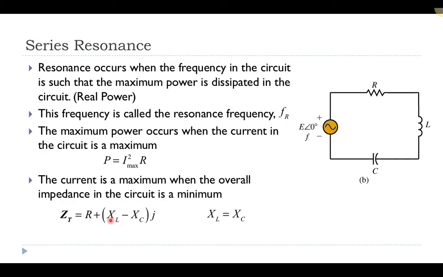Any other time that you have some value in here, when you find the total impedance, you take the square root of the resistance squared plus this component squared, and so you're going to have a bigger value. So the overall minimum impedance is all resistive, canceling out those other two components.